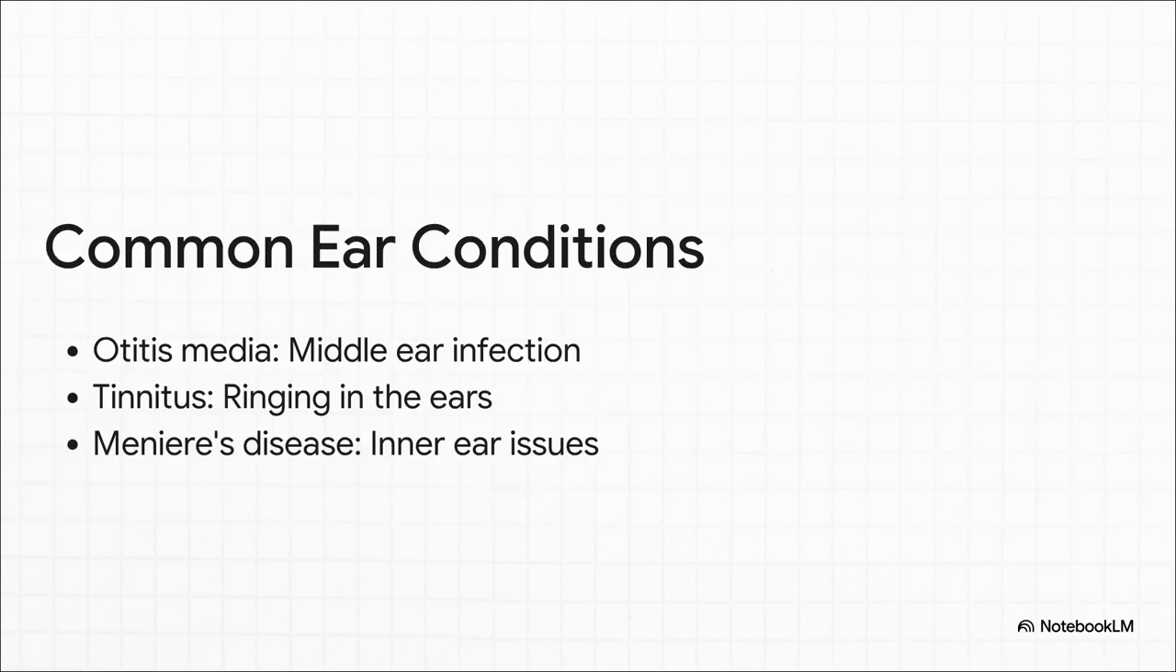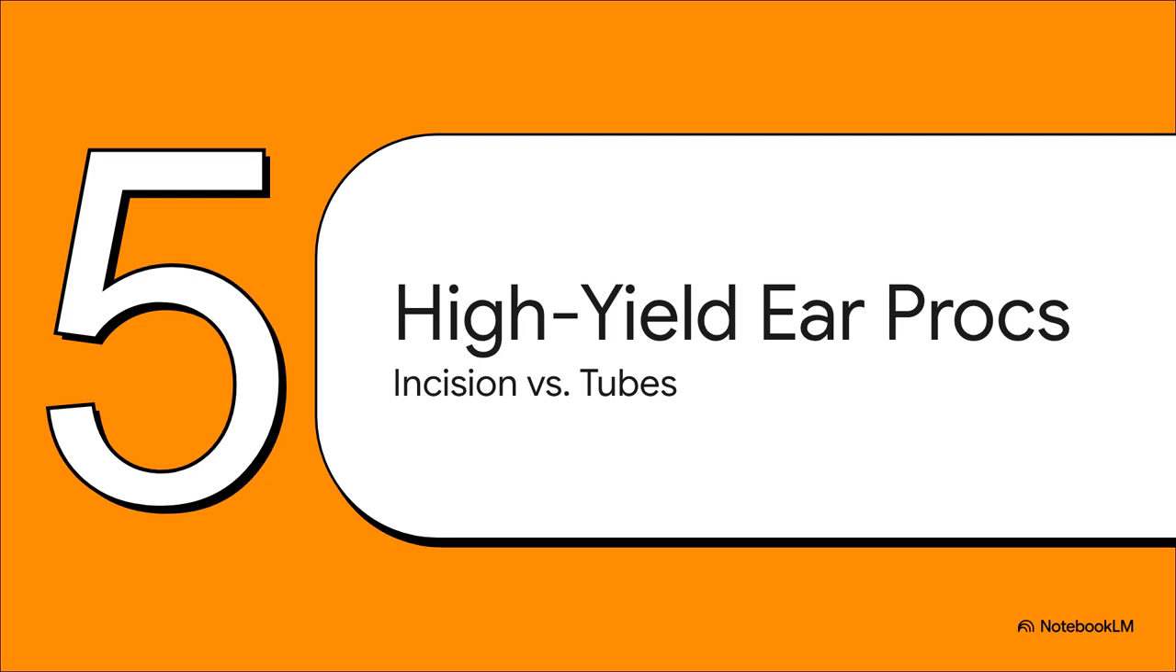Linking these pathologies to their anatomical homes is basically like sorting them into their correct rooms. Otitis media sits right in that middle ear space we just mapped out. Tinnitus, or ringing, and Meniere's disease, those are conditions affecting the inner ear's balance and hearing functions. Which brings us to Section 5, High-Yield Ear Procedures.